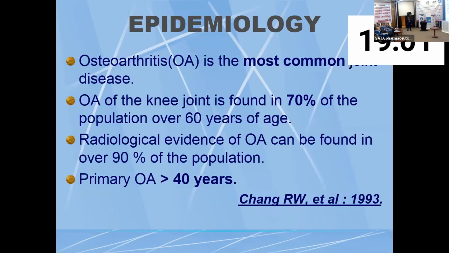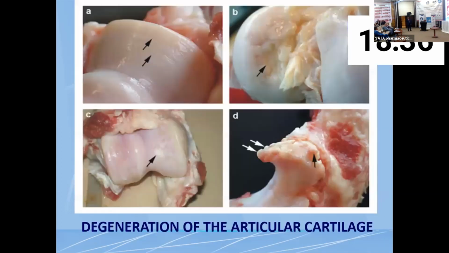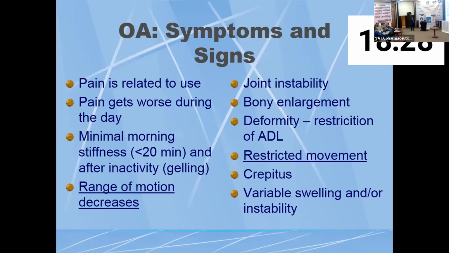Epidemiology: we notice that osteoarthritis affected 70% of the population more than 60 years old. If we do an X-ray, we find 90% have signs of osteoarthritis. Osteoarthritis can start after 40 years old. Histologically, we find there is a degenerative change of the cartilaginous cells in the joint. As you see, there are degenerative changes in the cartilaginous part of the joint.